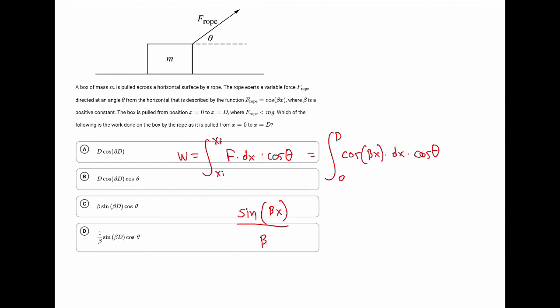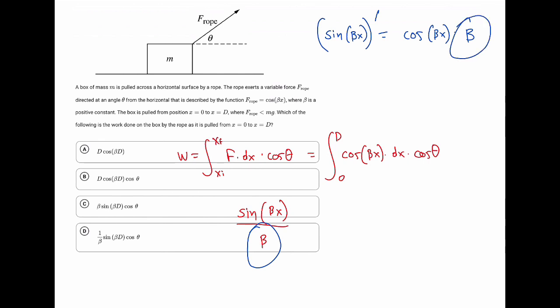If we integrate cosine of beta x and get sine of beta x, we need to remember that the derivative of this is obviously cosine of beta x, but at the same time we need to multiply by the derivative of beta x, which is beta. So the derivative of sine beta x is cosine beta x times beta. In this case the beta is missing. That's why we need to divide by the beta to cancel this term.